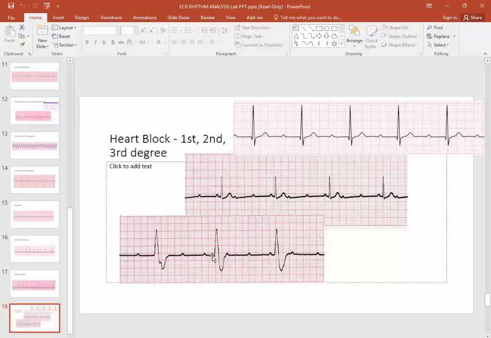Same thing here, we see that long stretched out PR interval. Look at how wide this complex is in third degree heart block. This is the worst type. We have a very wide complex here.